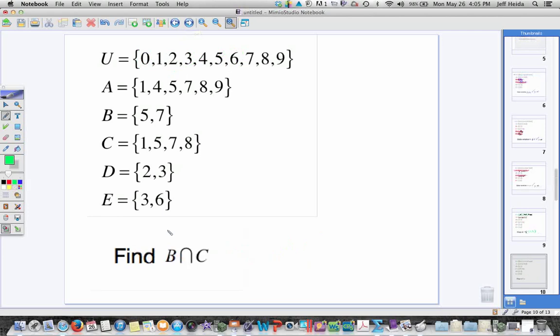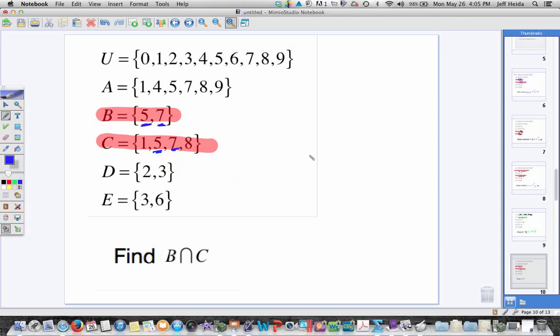So we've just got a couple more going on here. We're going to do B intersect C. So let's take a look at B, and let's take a look at C. And we have to see what terms are in common. So we have 5 and 5, 7 and 7. Those are the terms that are in common.